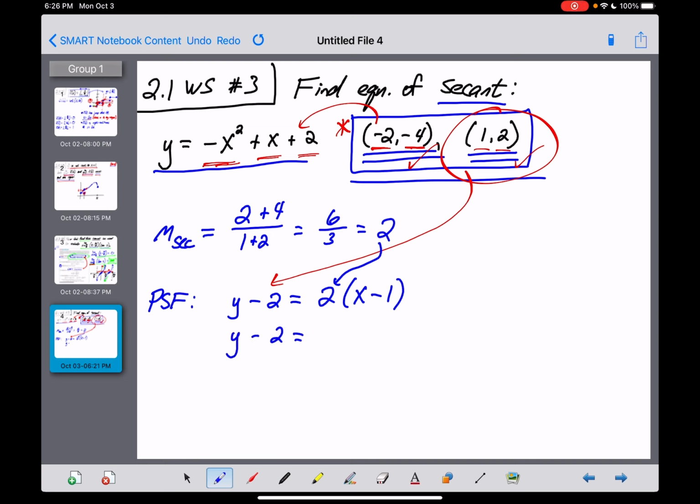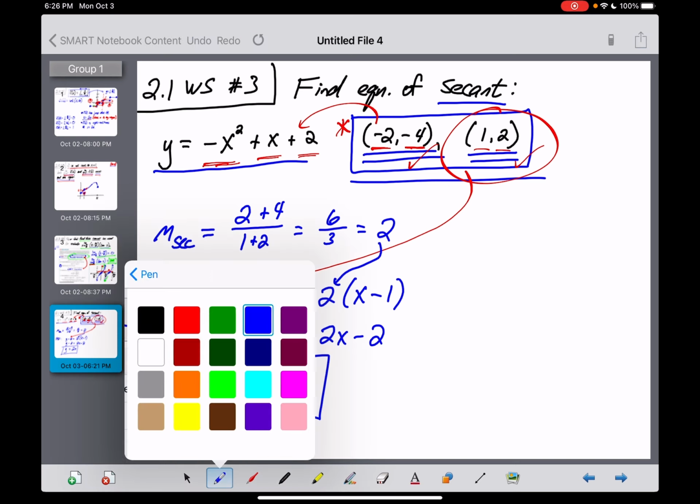Y minus 2 is now equal to 2x minus 2. Oh, and we'll add that 2 to the other side and just come up with y is equal to 2x, and that is our answer. Find the equation of the secant line that intersects those 2 points.